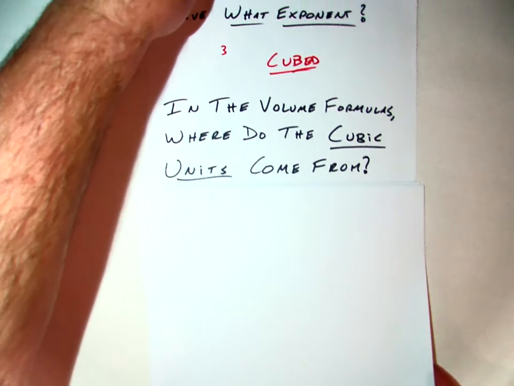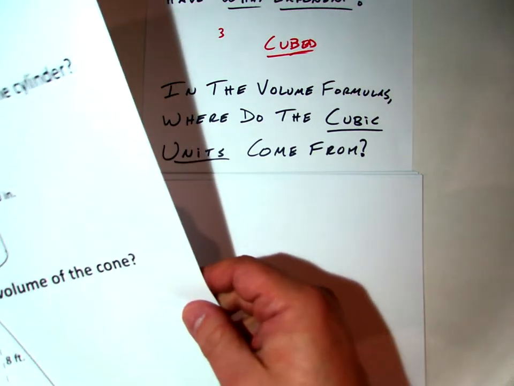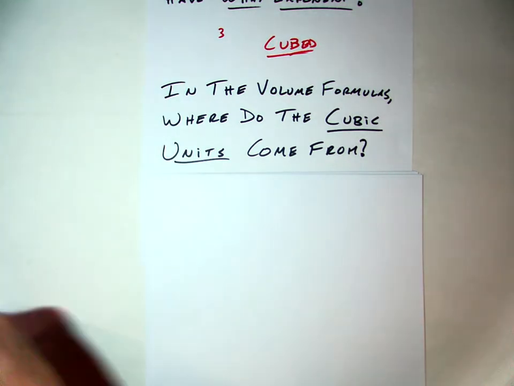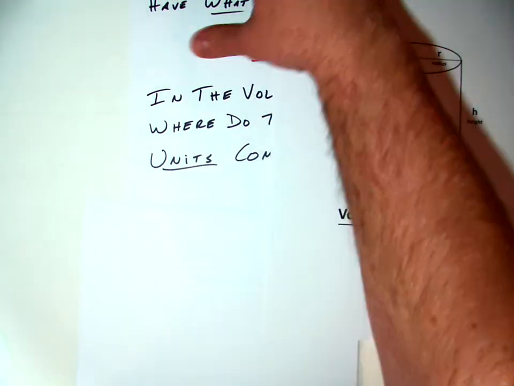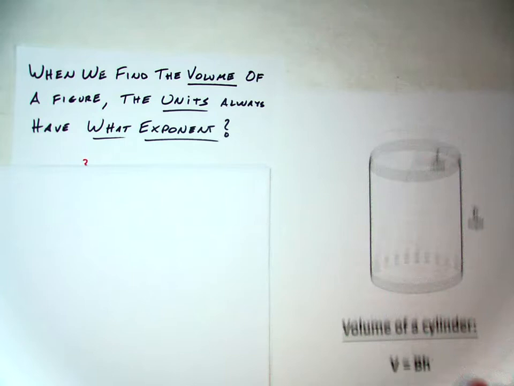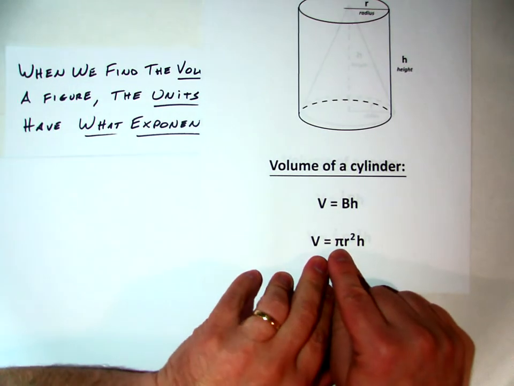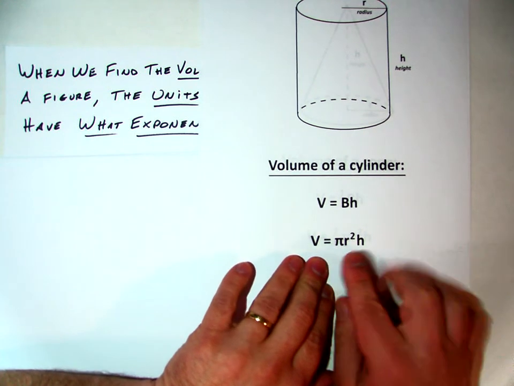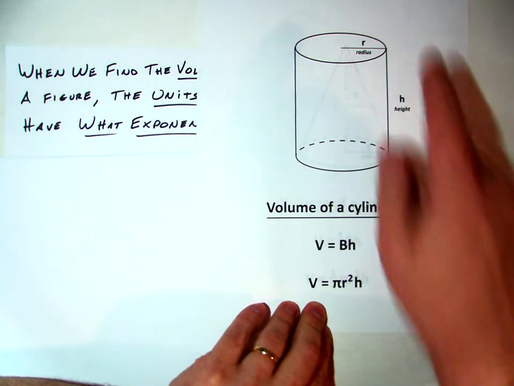In the volume formulas that we've been doing, where do the units come from? How do we get cubic units out of the formulas that we've been using? So let's take a look at the volume of a cylinder. We have pi. Does pi have any units? No, pi is just a constant. It's 3.14. It's the irrational number that goes on forever, that is the ratio of the circumference of a circle to its diameter.